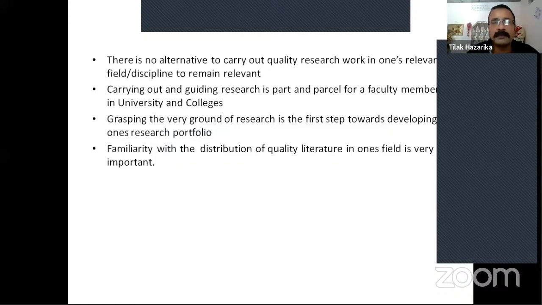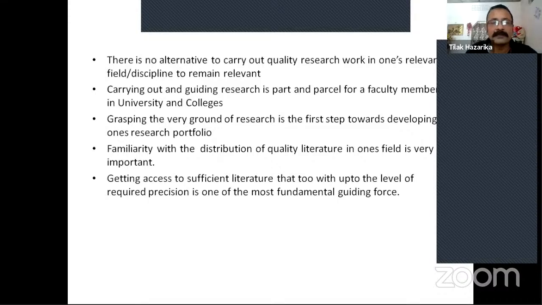Primarily, there is the distribution of quality resources in the field. As I have already mentioned, the distribution is very disturbing when it comes to quality research works. The relevant research works are not available on a single window platform. Like banks, which are all now coming up with a single window, there is no single window for accessing quality research work in one's relevant field. So getting access to sufficient literature is one of the most fundamental issues that I have already discussed.